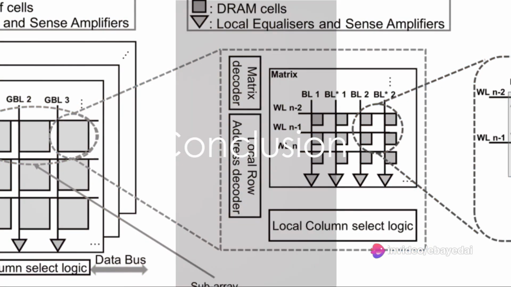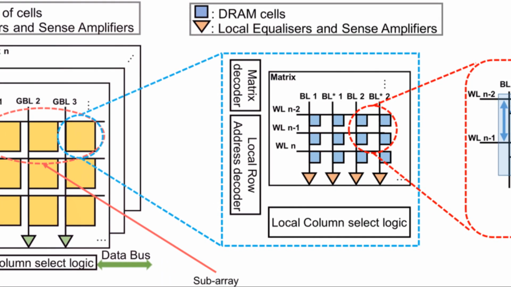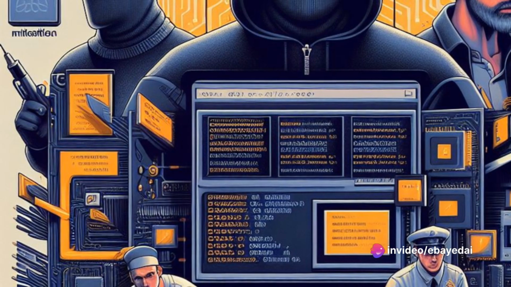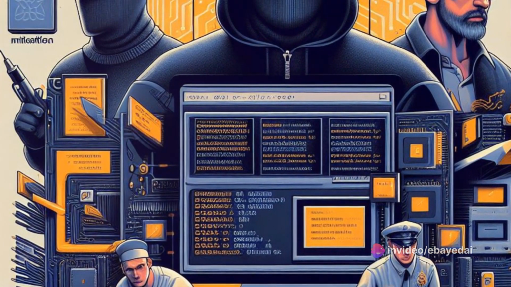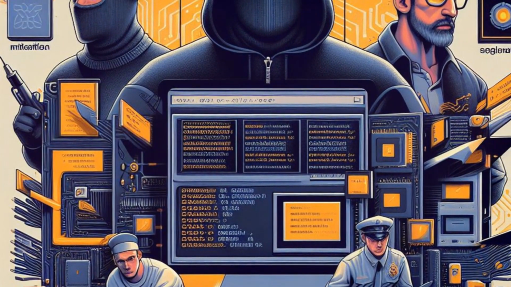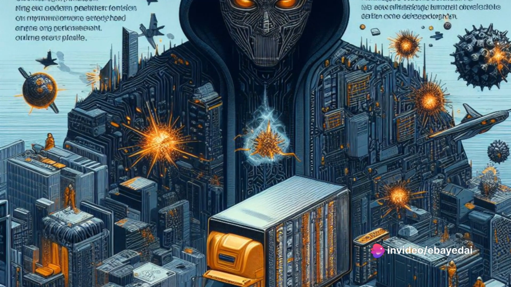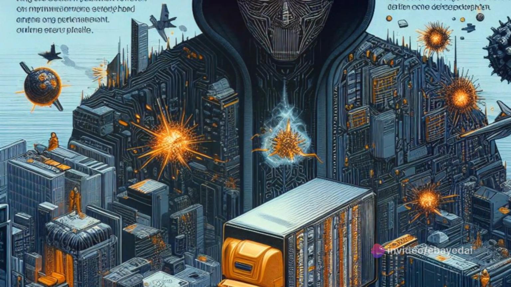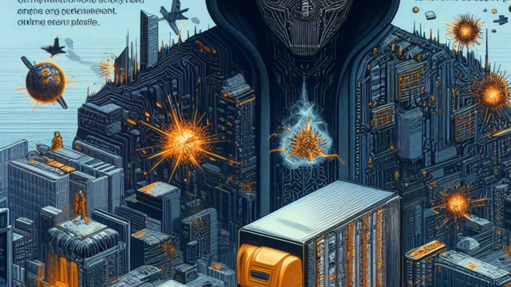Rowhammer is a concerning security exploit leveraging unintended side effects in modern DRAM. Its potential for privilege escalation and network-based attacks poses serious threats. Mitigation efforts include error correction codes and hardware support, but sophisticated patterns continue to challenge defenses. As demonstrated by Google's Project Zero and subsequent exploits, the danger persists, necessitating ongoing vigilance in the realm of memory security. Stay tuned for the latest developments and safeguards against this evolving threat.